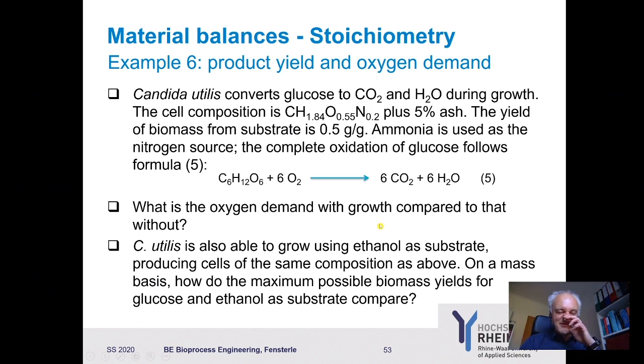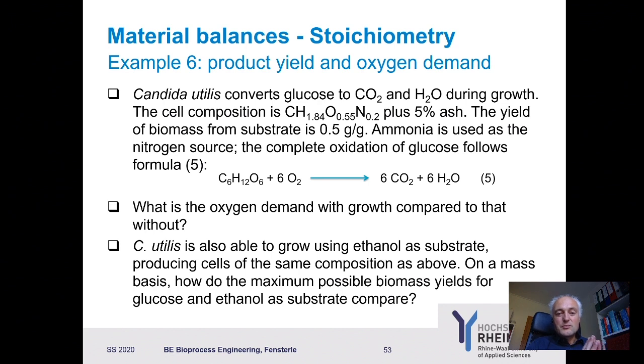So here we talk about, I'm not in the way now, this example: Candida utilis converts glucose to carbon dioxide and water during growth. That's not surprising. So the cell composition is like this, plus 5% ash.